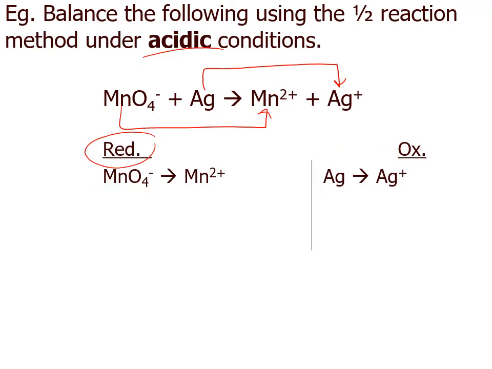The problem with the reduction half reaction is that we have 4 oxygens here, and there are no oxygens on the right hand side. So this is an incomplete redox reaction. Not only is it unbalanced, but it's missing some species.